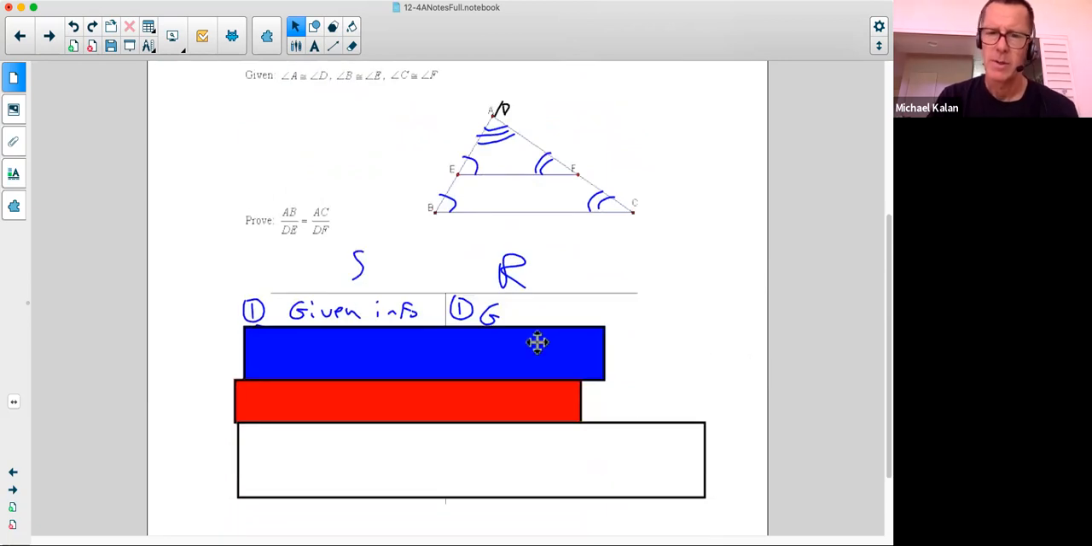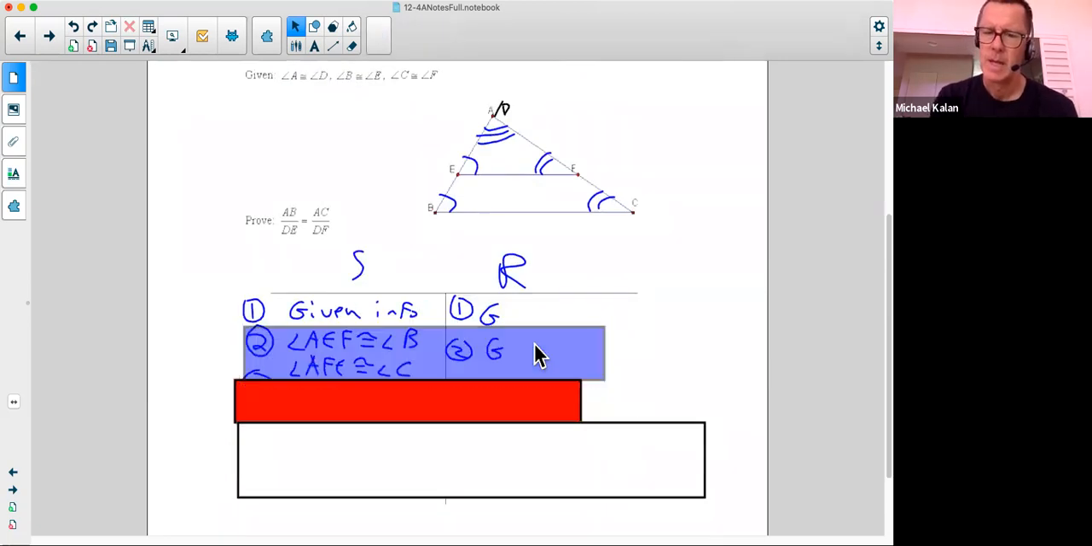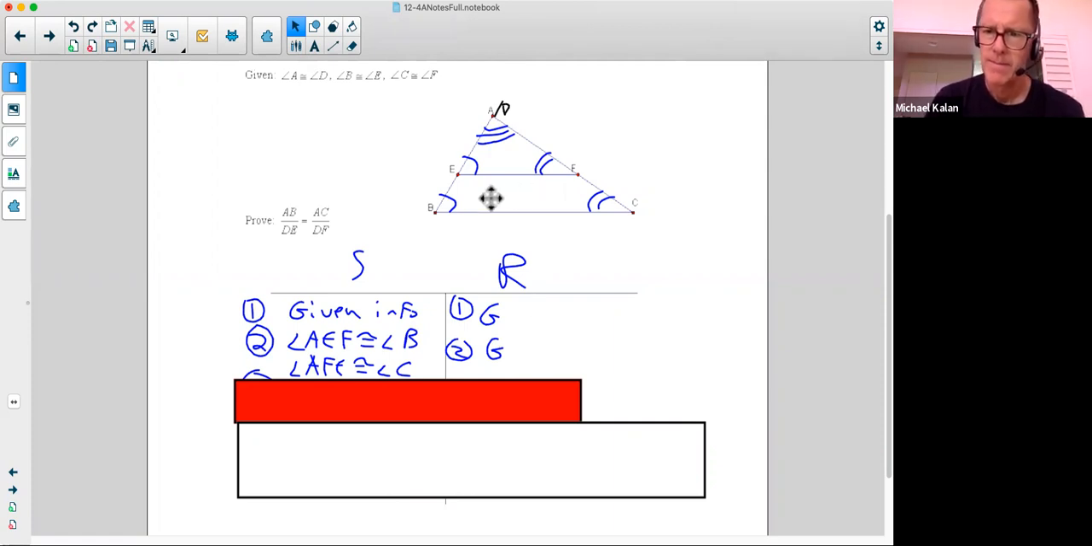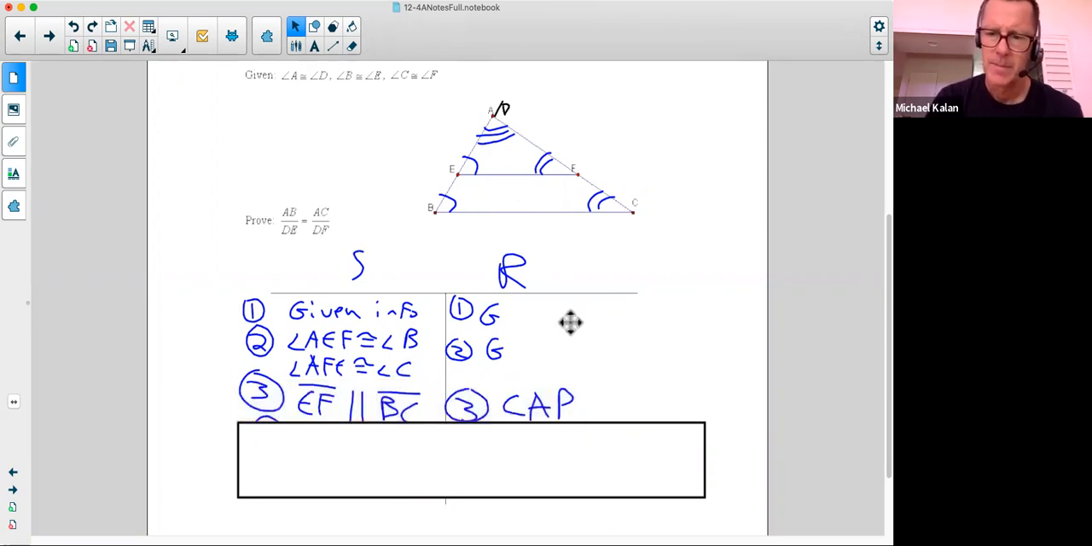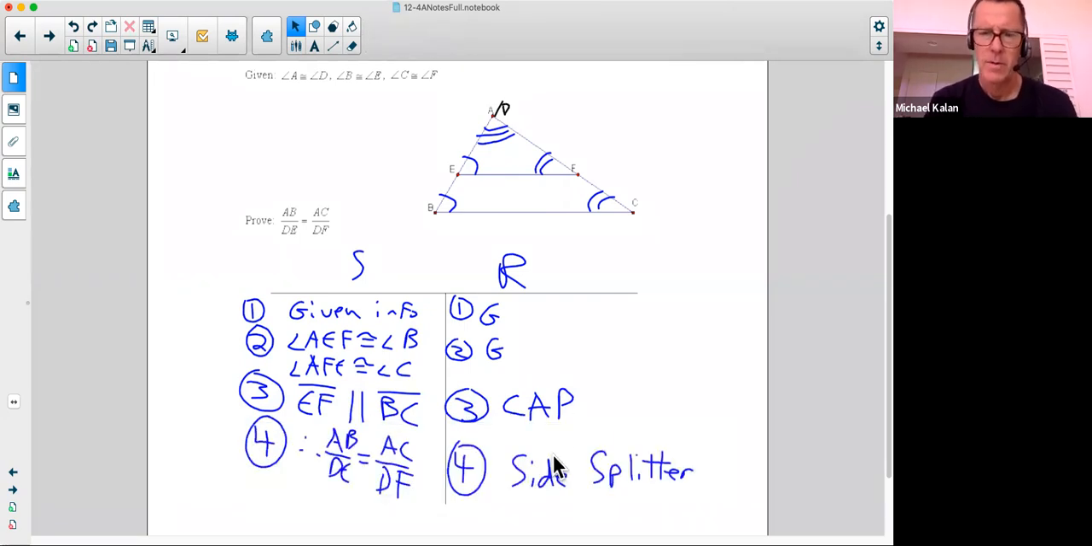All right, so obviously we'd start with our given info. And then we can say that angle AEF is congruent to angle B, and we know angle AFE is congruent to angle C. That was also given, just written in a different form. And we know that EF and BC are parallel by CAP, right? And therefore, we know AB over DE is equal to AC over DF by side splitter.